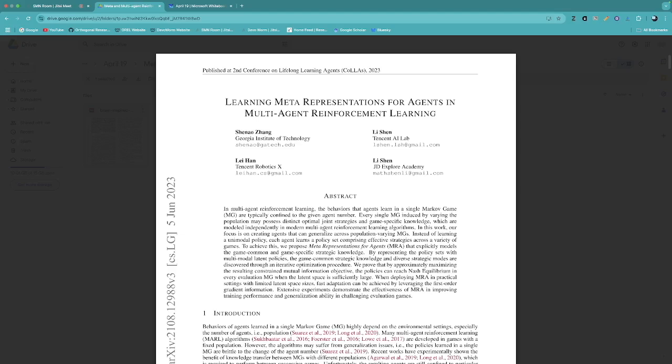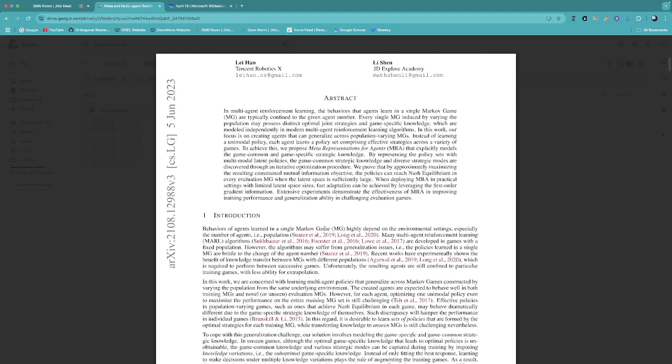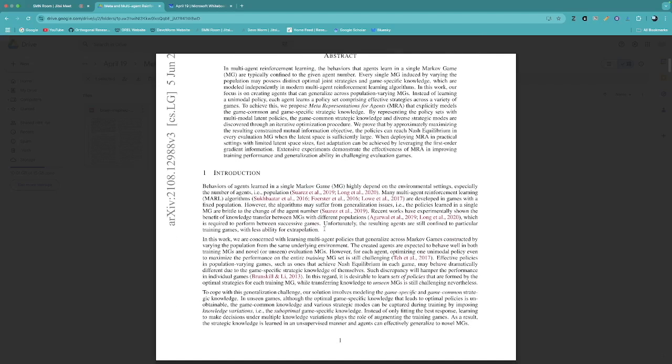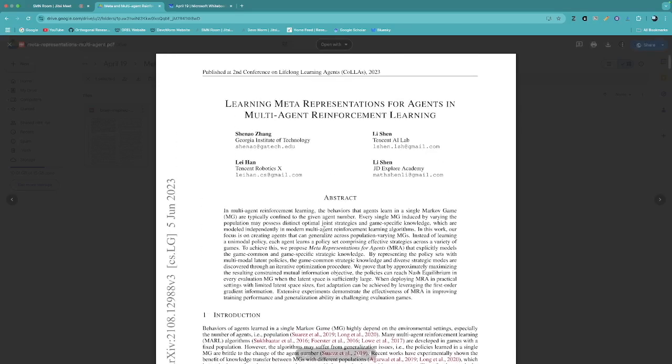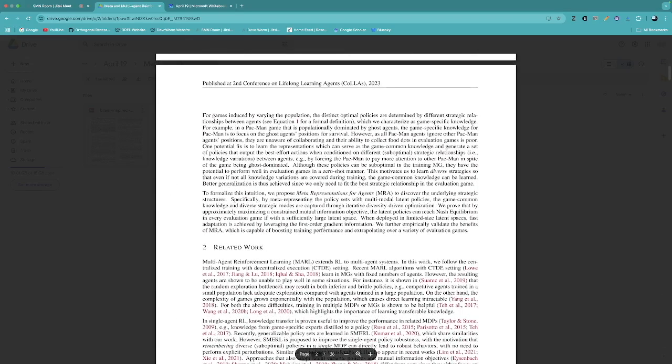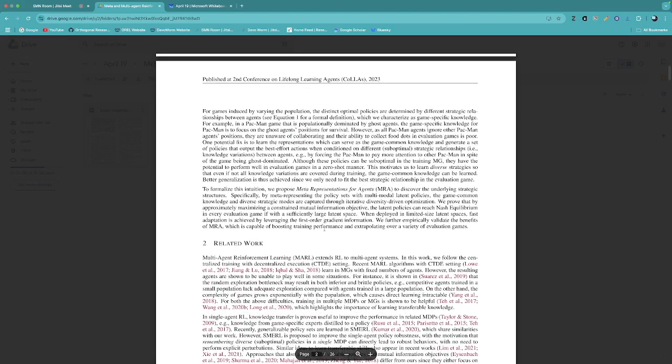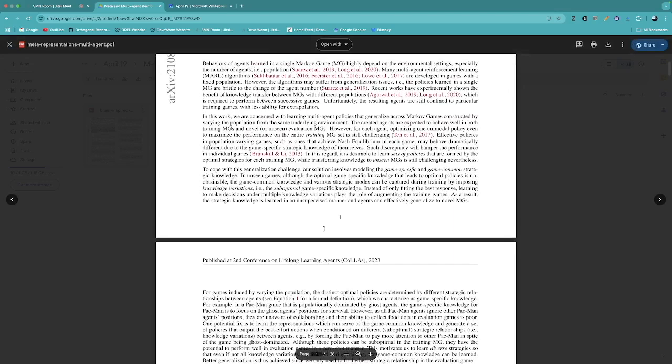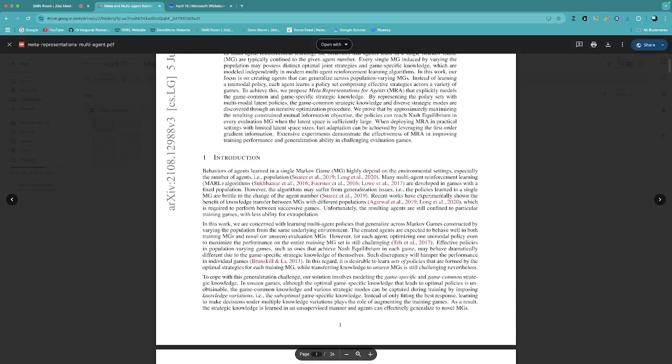challenging evaluation games. So this is quite technical in the sense that it's kind of hard to follow where they're going with this. So a Markov game, if we can find out what that is exactly. Okay. So we start here.